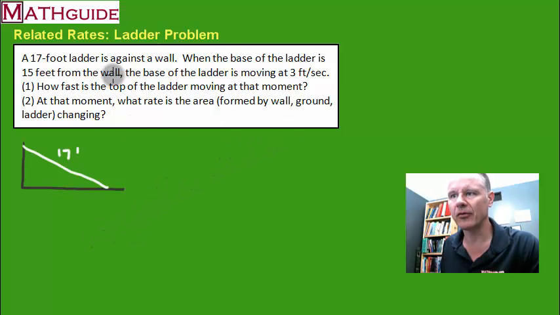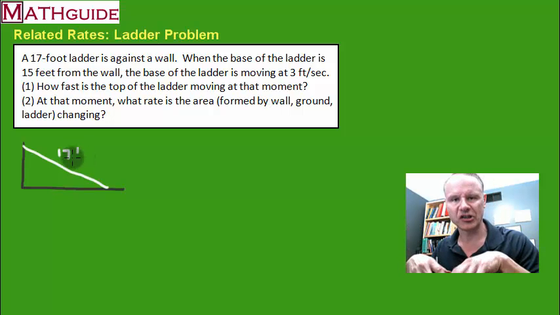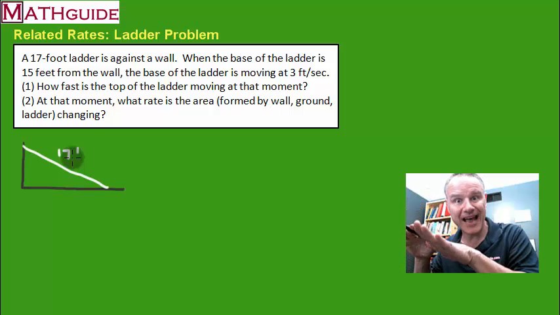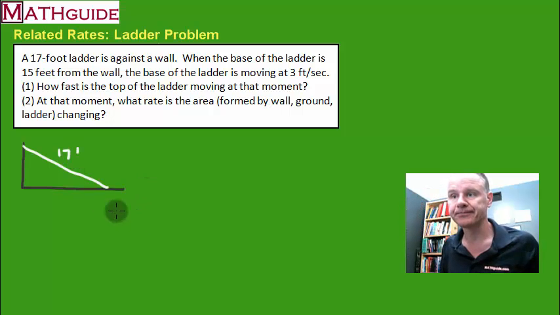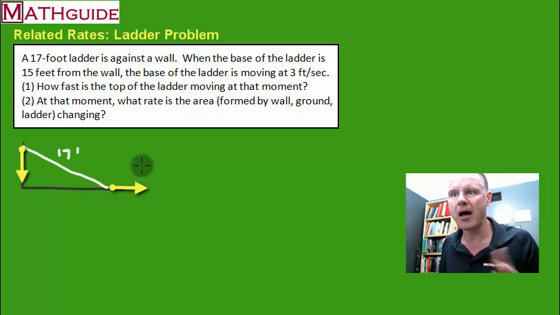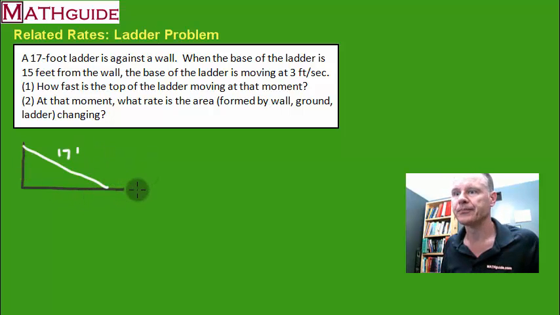When there's 15 feet from the wall, what's happening? Anyway, so what's happening is the bottom must be slippery. The floor must be slippery because the ladder is kind of sliding down. So that means that the top of the ladder is sliding down the wall, and the base of the ladder, the bottom of the ladder, is moving away from the wall. So it's moving this way. So I know kind of what geometry is happening here with the ladder.